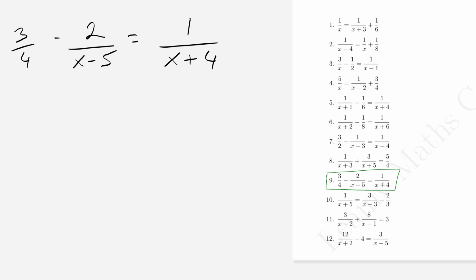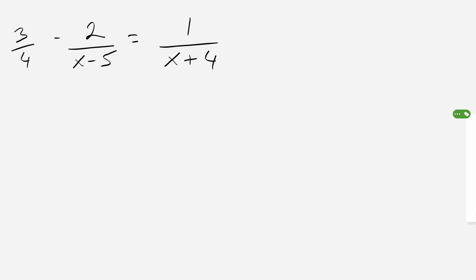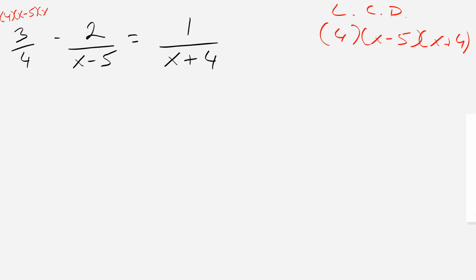Okay, so same again. I'm going to multiply each term by the lowest common denominator. The lowest common denominator in this case is going to be 4 by x minus 5 by x plus 4. So the first term is multiplied by 4 by x minus 5 and by x plus 4, the second term the same, and the third term the same.